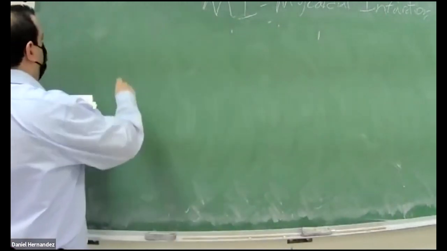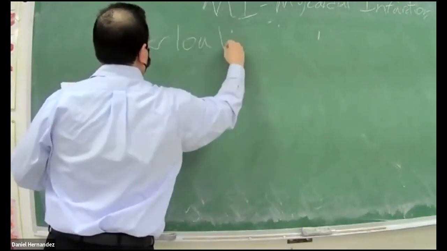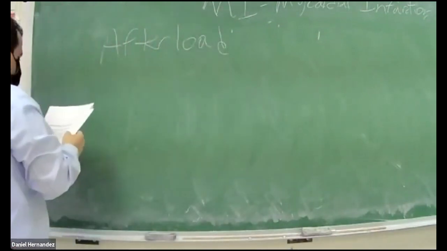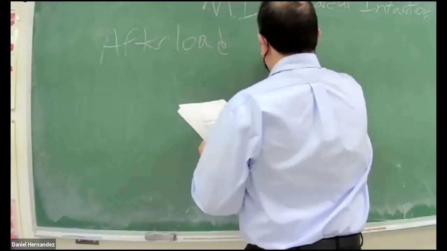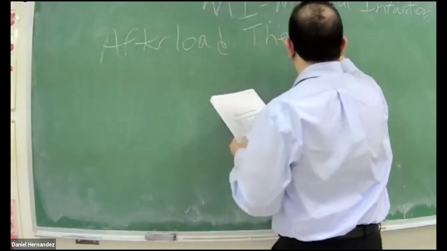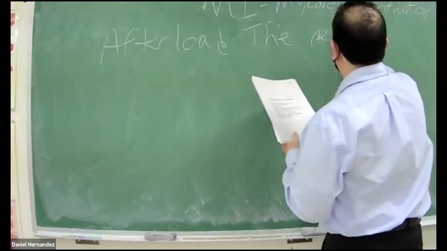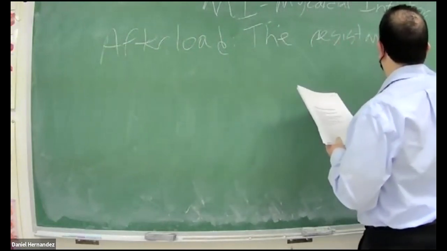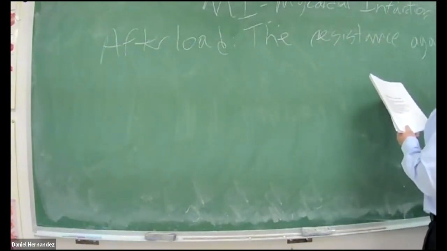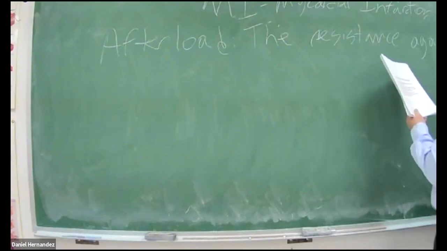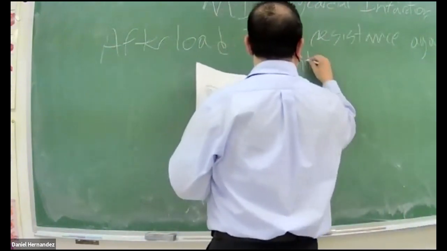All right, so then we have afterload. This is defined as the resistance against which the ventricle must pump.